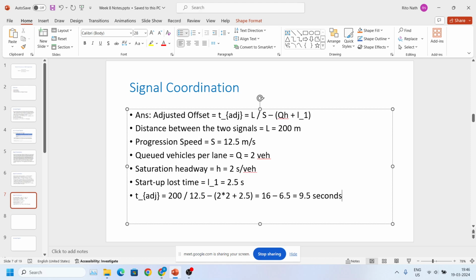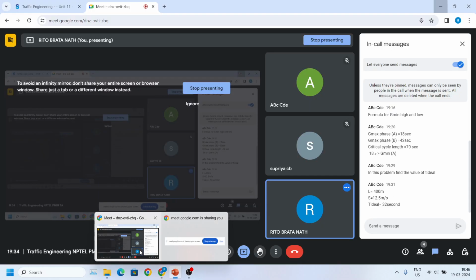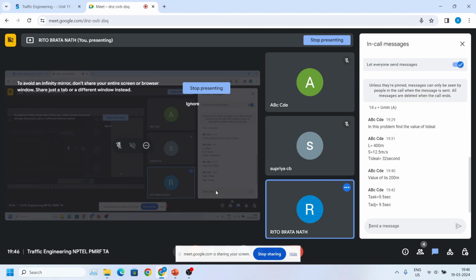So let me check if anyone got it correct. 9.5 seconds. Okay, yeah. The value of L is 200 meters. That's fine.